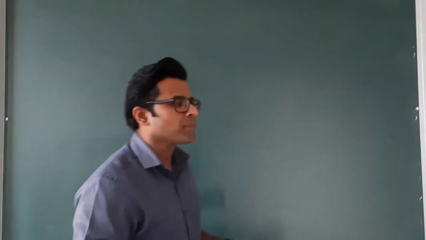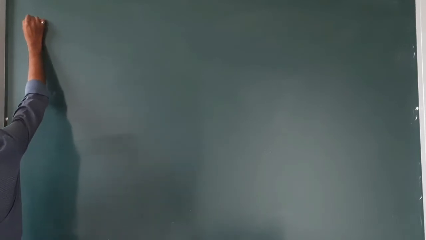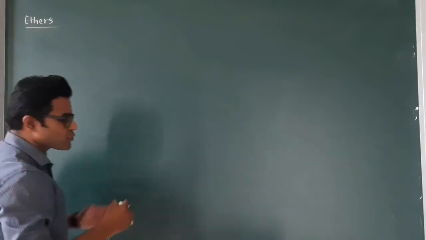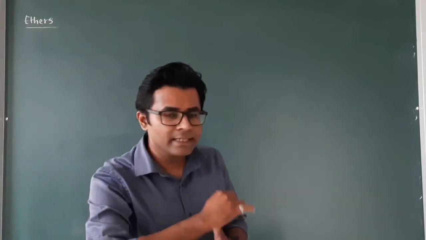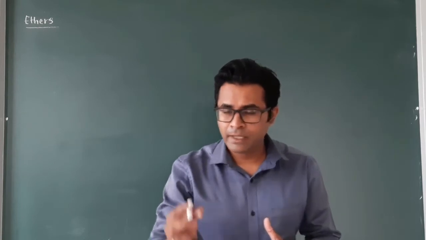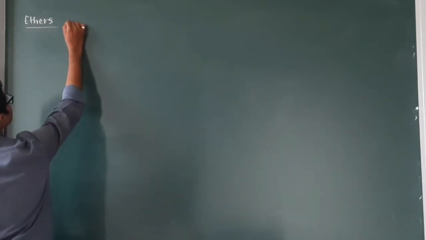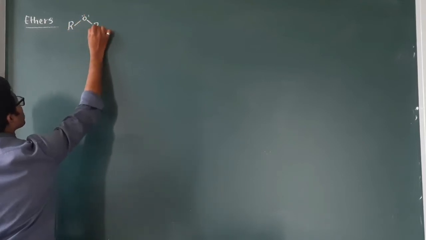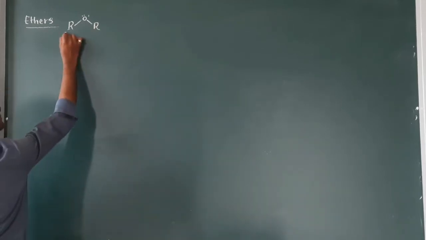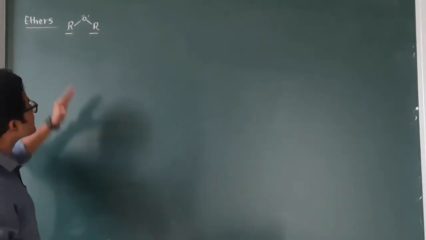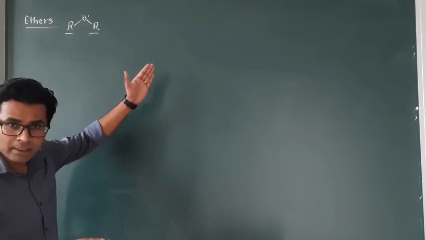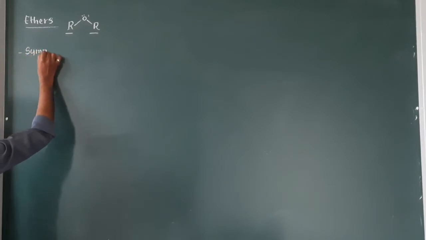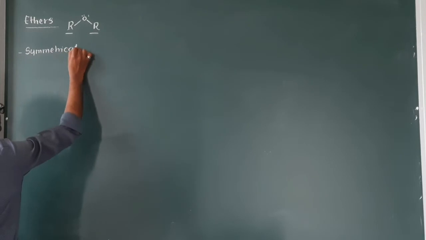As we move further, we'll try to understand the types of ethers. Ethers are generally classified into two categories. One is the symmetrical ether and the other is the unsymmetrical ether. Generally we represent these ethers as ROR. Now, if both the alkyl systems or both the aryl systems are the same, then we classify them as symmetrical ethers.